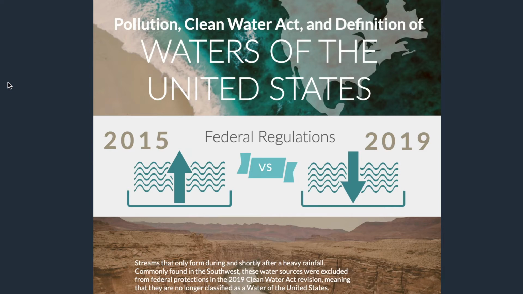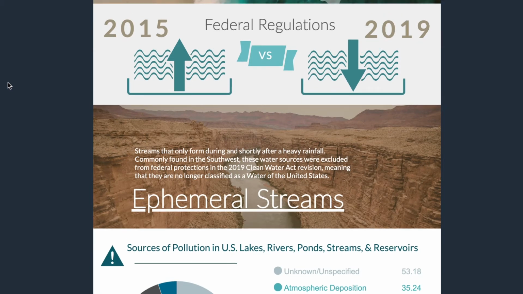So this first one, called Pollution Clean Water Act and Definition of Waters of the United States, was an examination of the difference in Clean Water Act regulations imposed in 2019 under the Trump administration. So each block of this infographic addresses a different facet of this issue. This first one is taking a look at how federal regulations increased in 2015 and decreased then in 2019.